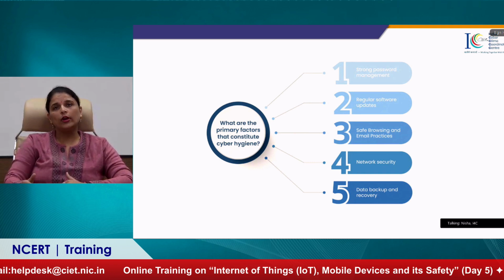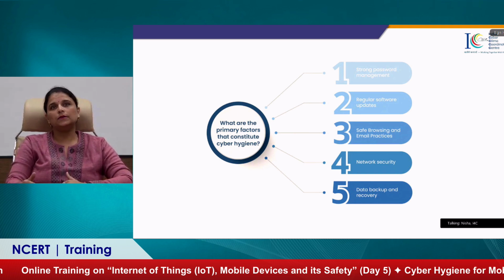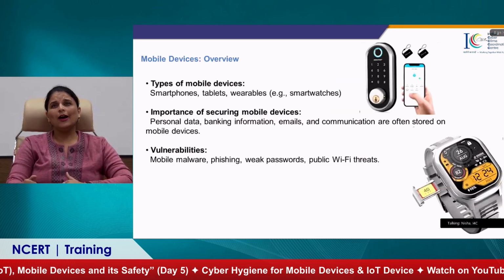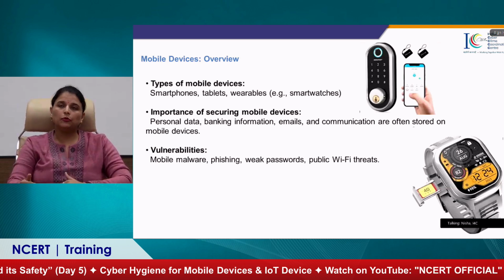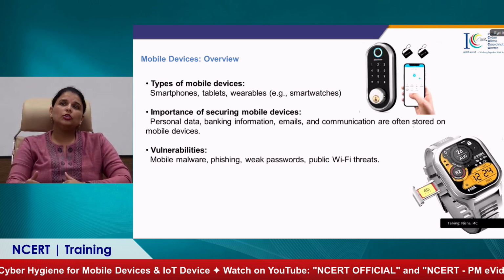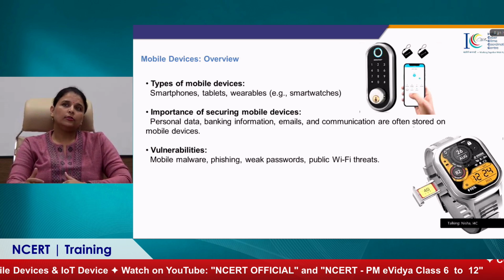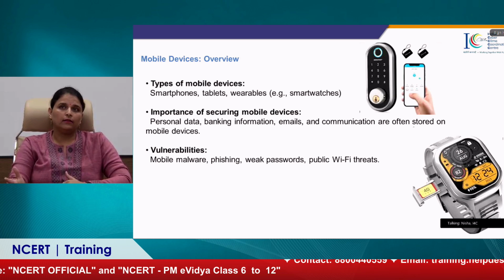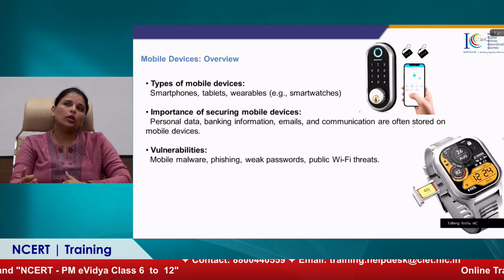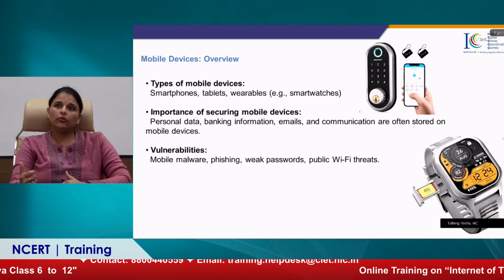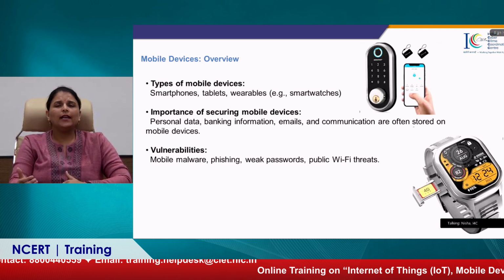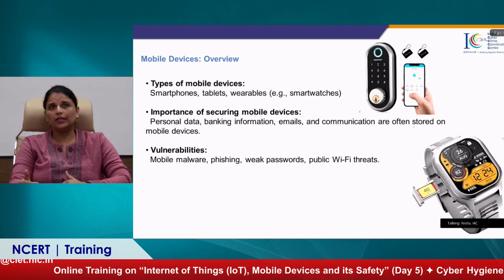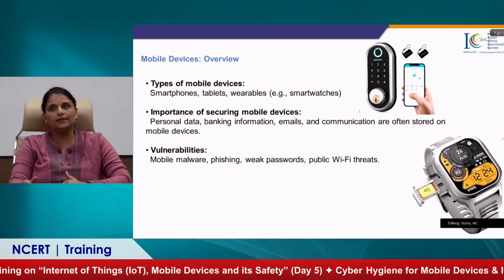But we should not ignore any of these 5 steps whenever we are talking about cyber hygiene or the primary factors which constitute cyber hygiene. Now, this session is more about IoT devices, Internet of Things, and mobile devices. Whenever we talk about Internet of Things, we always talk about mobile devices, because every IoT device is indirectly linked to a mobile device. If you are switching on or off a light, controlling your AC or your refrigerator or your washing machine, even your watch, we ultimately download some application on our mobiles, and then we control it through that application. So that's why it is very important to focus on mobile device cyber hygiene.